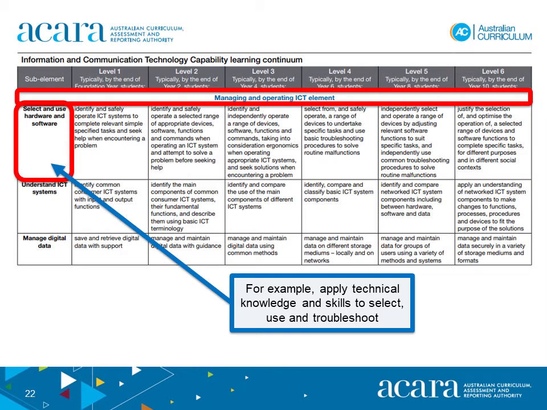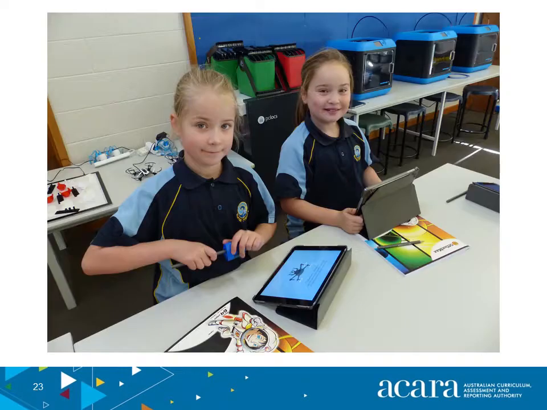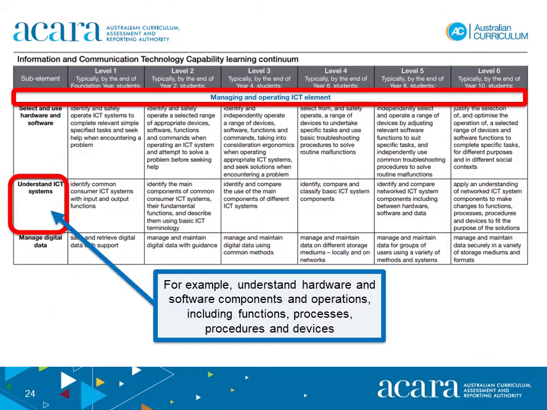Students manage and operate ICT to investigate, create and communicate. They apply technical knowledge and skills to select, use and troubleshoot appropriate digital technologies. Here, primary school students have selected and are using appropriate software or apps to design a solution with hardware available at their school. The second sub-element, understand ICT systems, asks students to develop an understanding of hardware and software components and operations of appropriate ICT systems, including their functions, processes, procedures and devices.